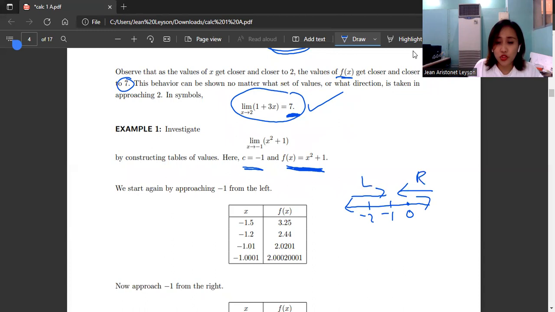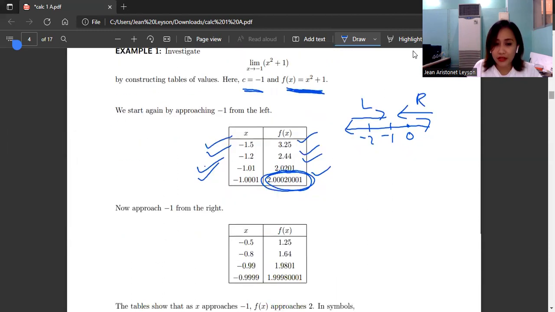So approaching negative 1 from the left, we can use the following: negative 1.5, negative 1.2, negative 1.01, negative 1.001. Then substituting these values to our function, we will be getting the following answers. And observe what value that we got from the left.